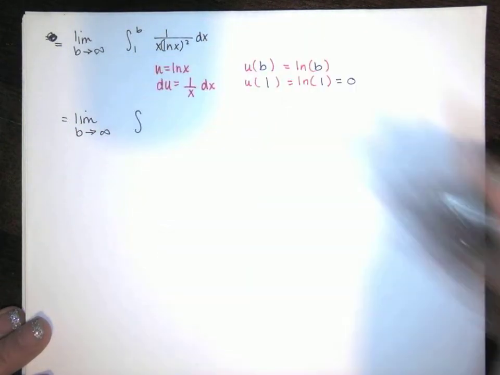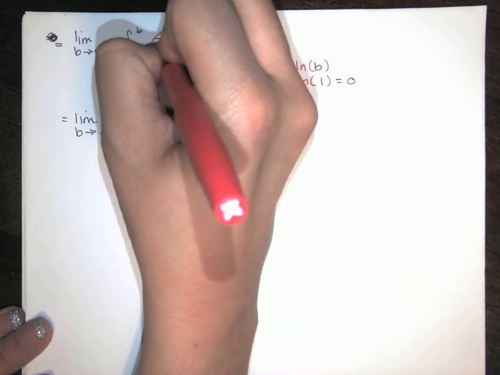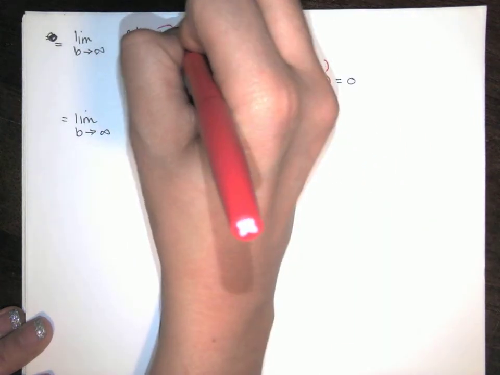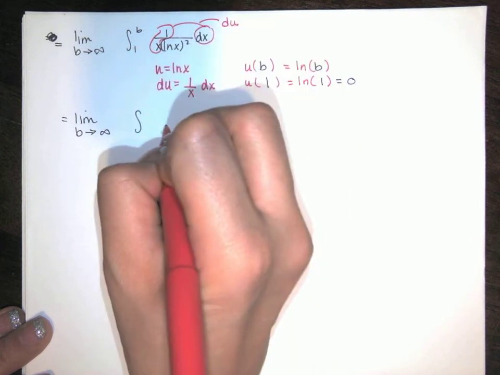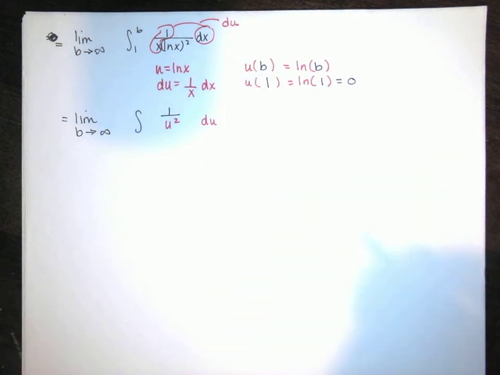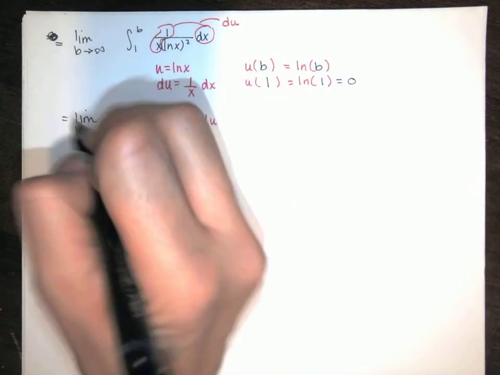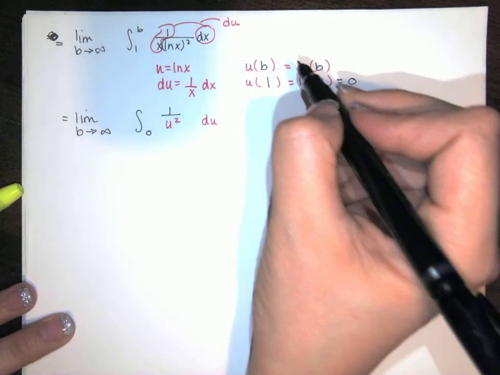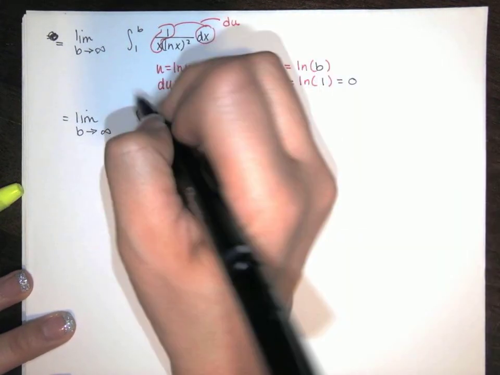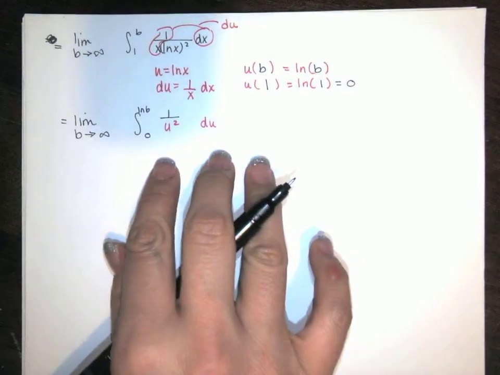1 over x dx is du. That together makes a du. And here I've got a u squared, but it's in the denominator. And now I need new bounds. My lower bound used to be 1, now my lower bound is 0. My upper bound used to be b, now my upper bound is natural log of b. And so we evaluate the integral of this.